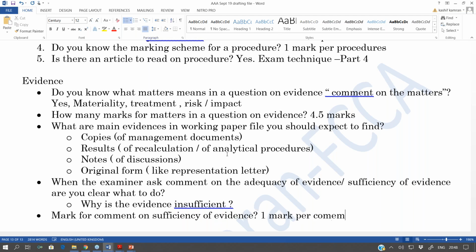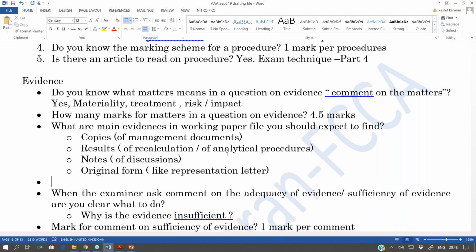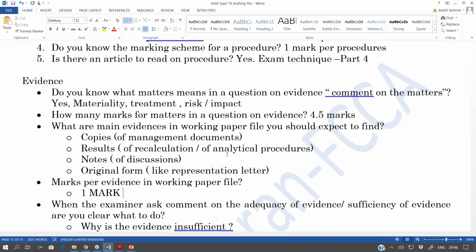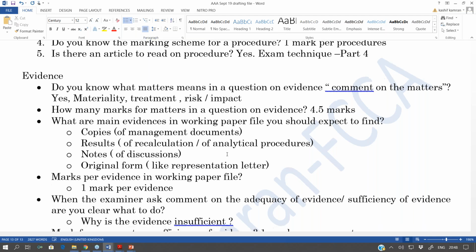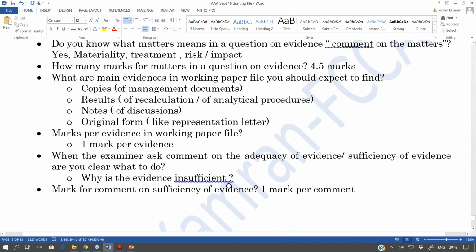1 mark per comment. Okay, sorry, we missed out something. Marks per evidence in the working paper file. How many marks will we be getting for evidence per working paper file? We'll be getting 1 mark per evidence, right? 1 mark per evidence. Okay. The final thing from evidence.